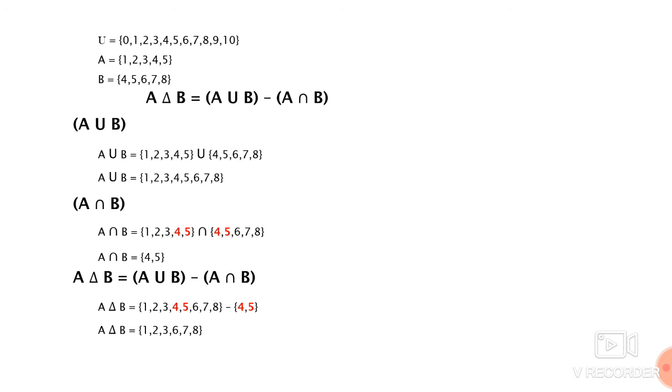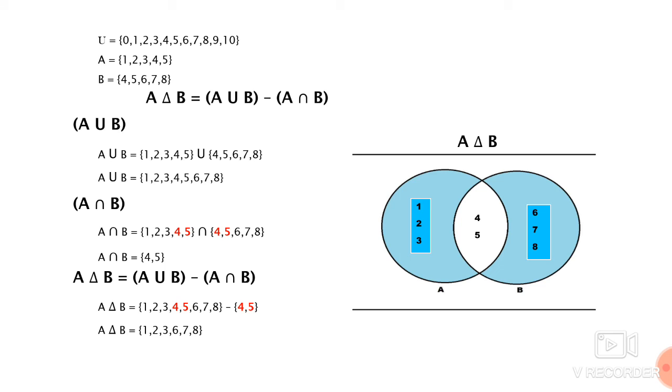Moving forward, Venn diagram. Again, the steps of the Venn diagram are the same. Drawing the rectangle, a complete rectangle. Drawing the circles, we will draw overlapping circles, as we can see that we have common elements in our sets. Second step, fill the common elements, so we will write 4 and 5 here. Third step, write down the remaining elements.